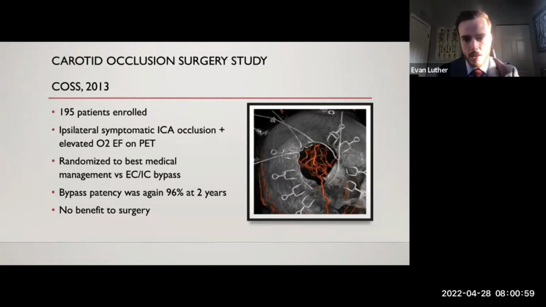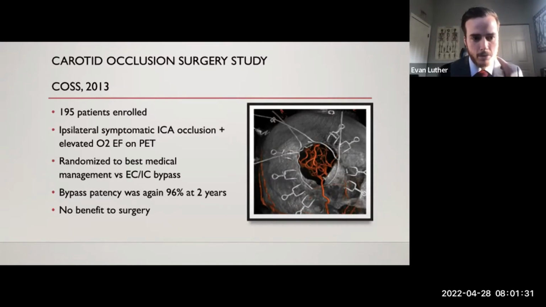What they found here was that they really wanted to only look at patients with what they defined as a hungry brain. So they only had about 200 patients enrolled, and they had to have ipsilateral symptomatic ICA occlusion with elevated O2 extraction fraction on PET. So that's how they diagnosed what we call a hungry brain: the ipsilateral hemisphere of the occluded ICA had increased oxygen extraction, meaning that they were really trying to get as much O2 out of the blood that was getting there. And so they randomized them again to best medical management versus the ECIC bypass.